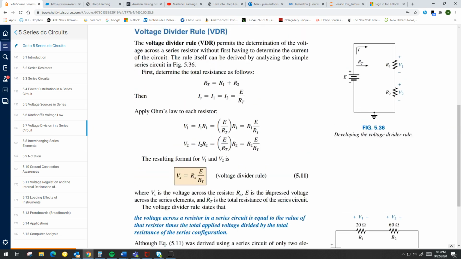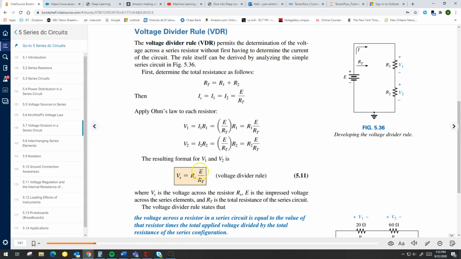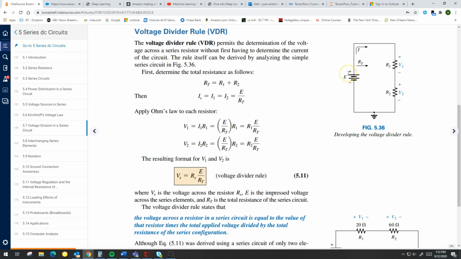It's a very useful rule. Now, I don't necessarily like the use of E in this expression, because voltage division applies not only to voltage coming from a source, but any voltage that divides can be applied to this rule. So normally I don't like to use that E here, but just keep in mind that this applies to any voltage that's being divided, not just to voltage coming out from the source.